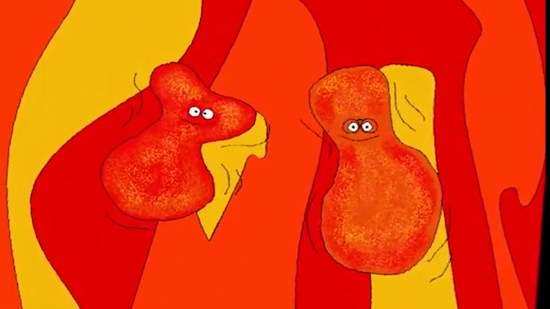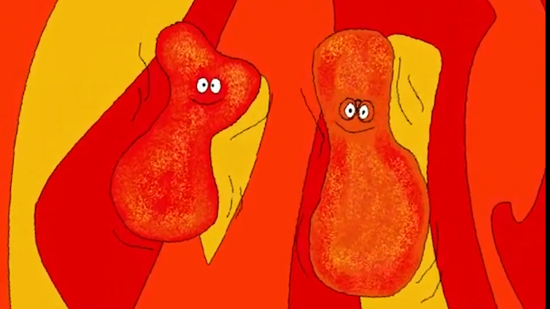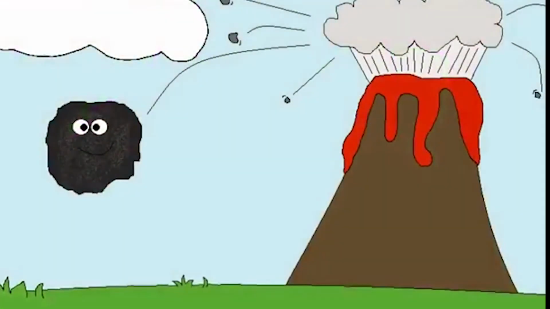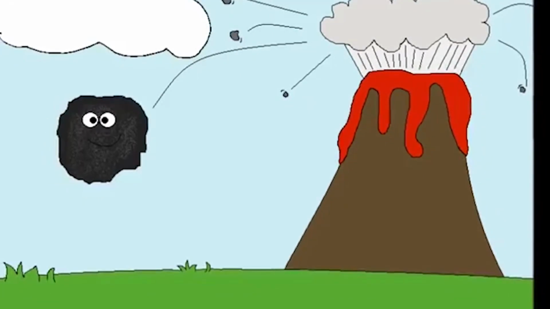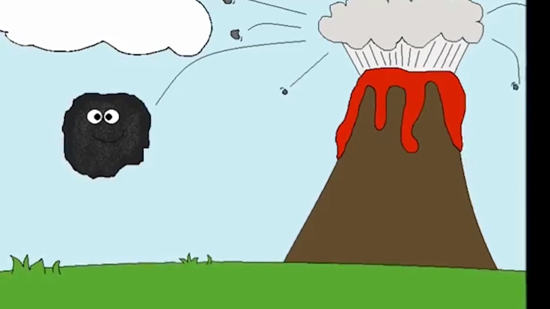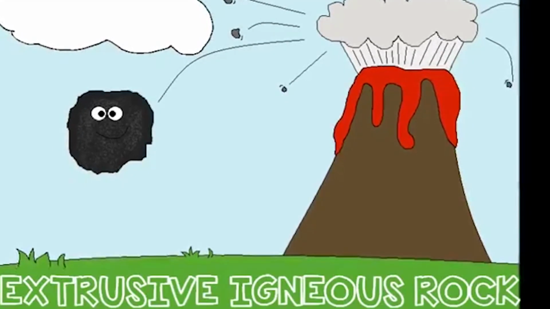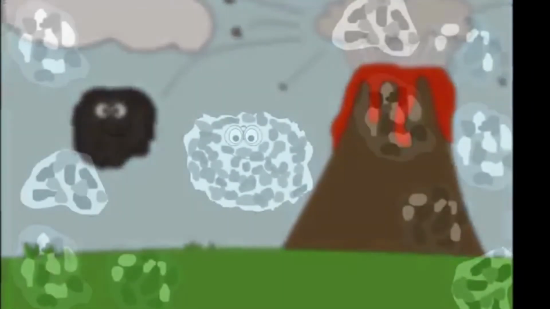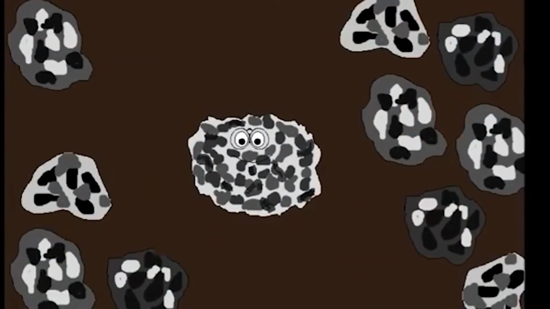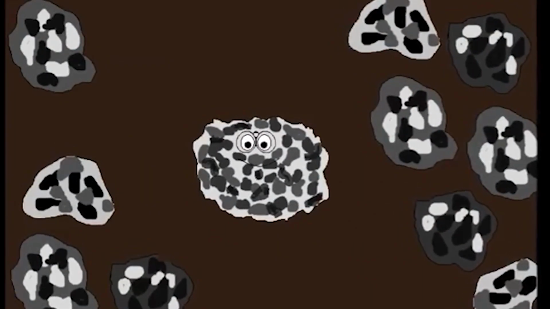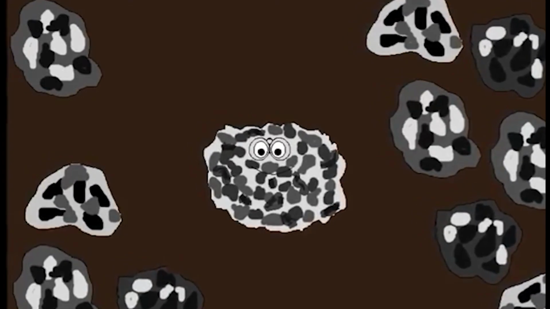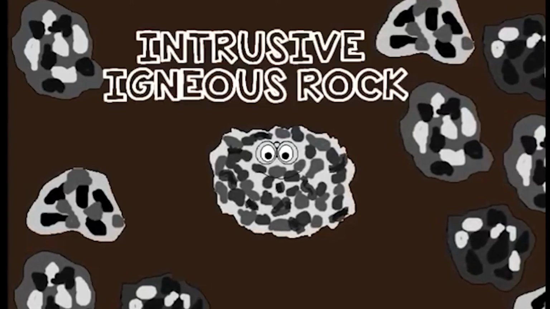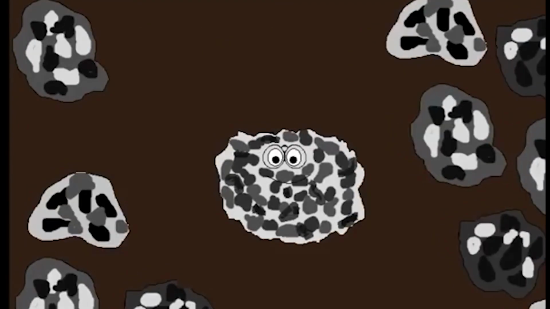The brothers enjoyed their time as magma, floating around inside the earth, but one day, one of the brothers was forced to the surface again in a volcanic eruption. This caused him to cool down very quickly, making him into a fine-grained, extrusive igneous rock. The other brother was left under the earth's surface for a long, long time, and he cooled off very slowly, forming large crystals. He became an intrusive igneous rock.